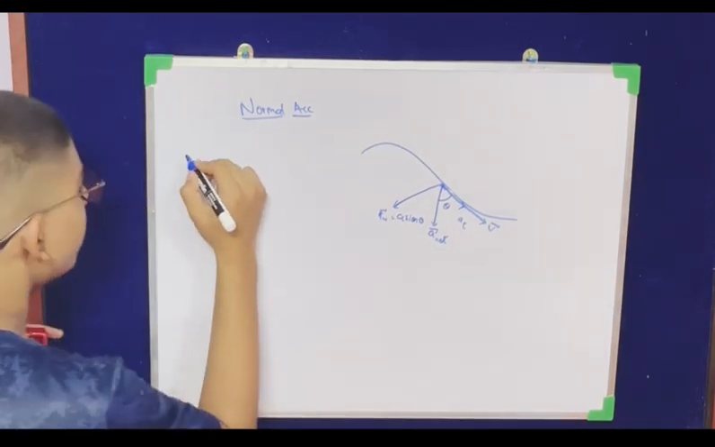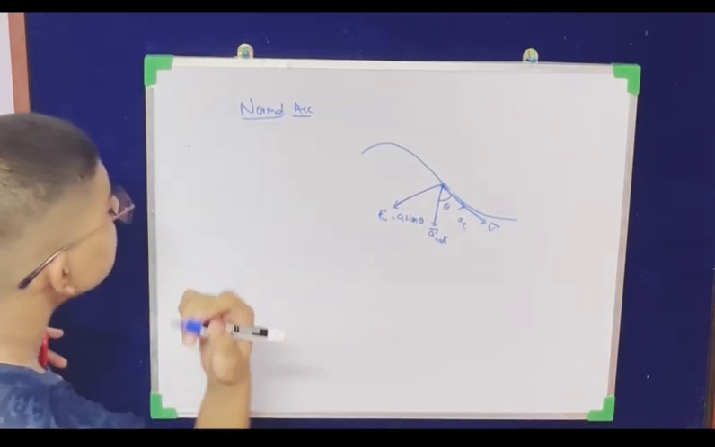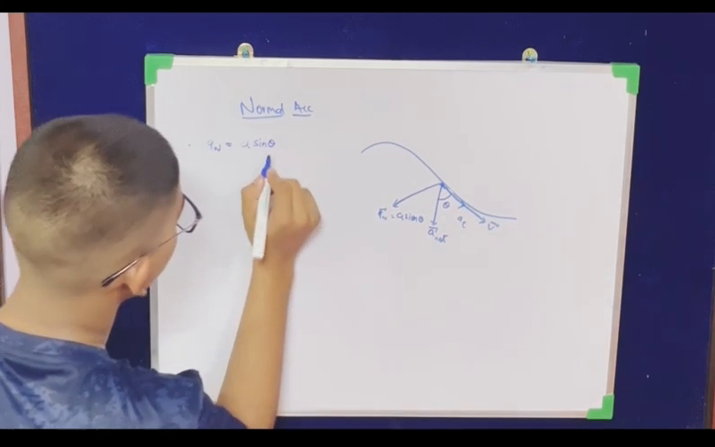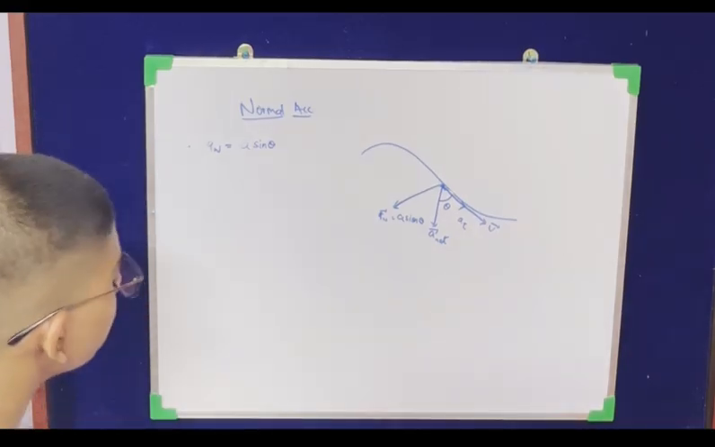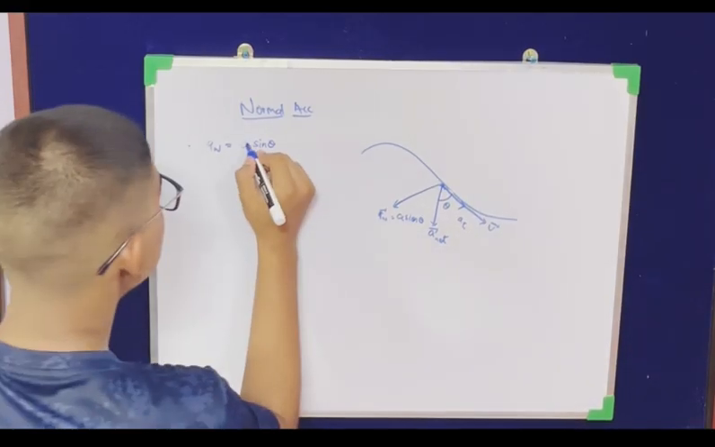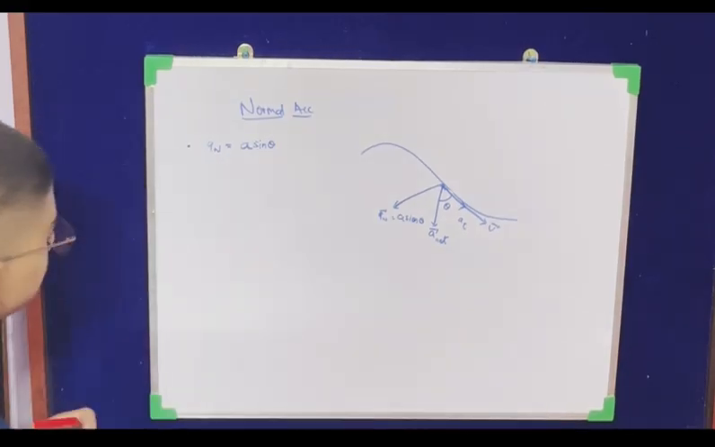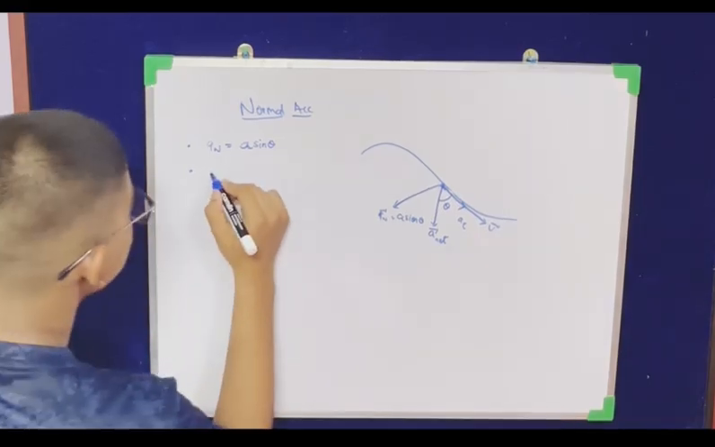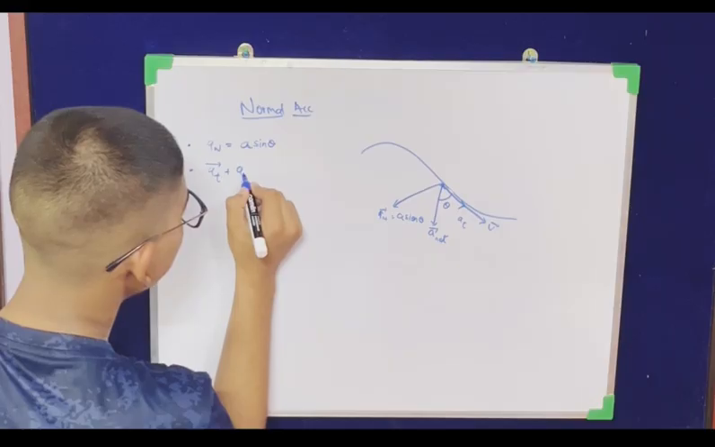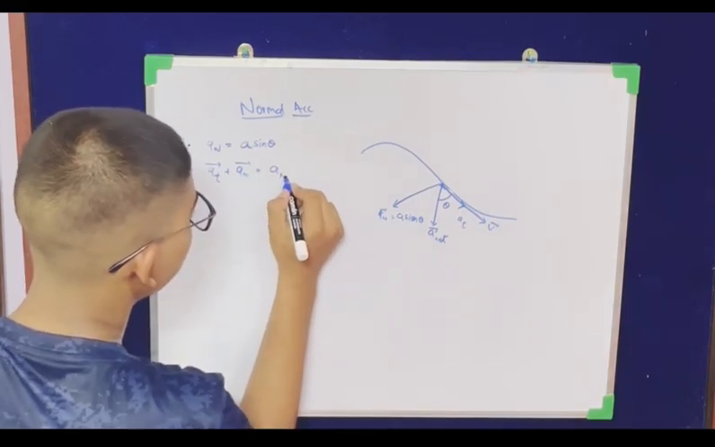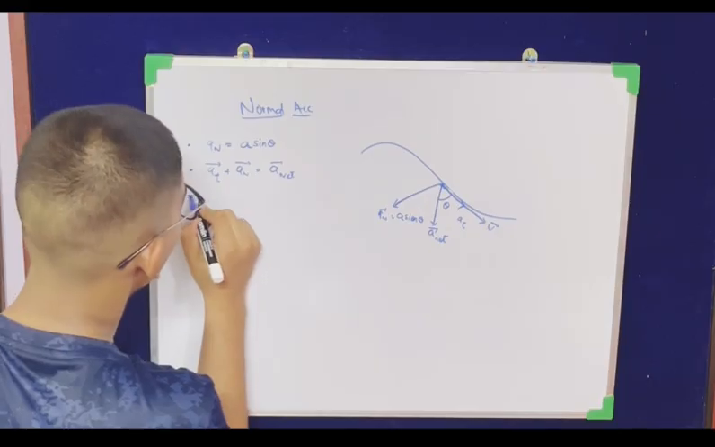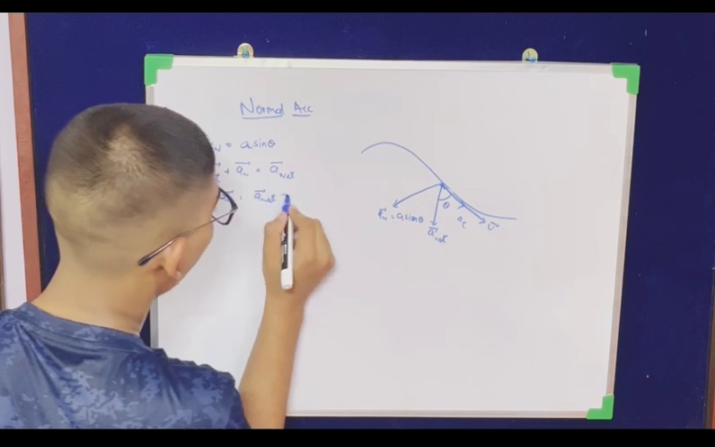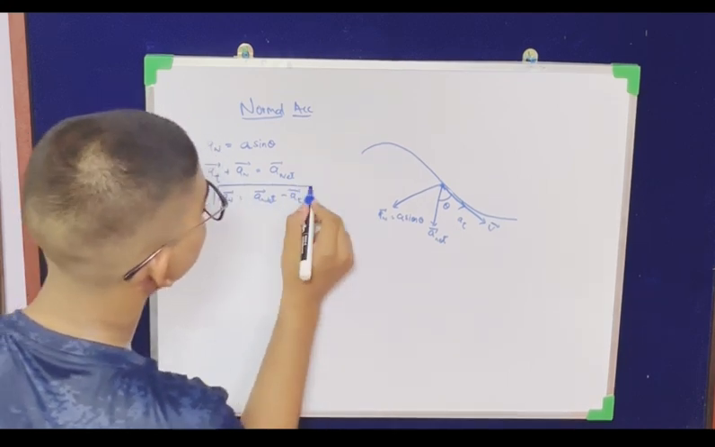So first, let us say what that normal acceleration value is. It is equal to a sine theta. Now if we want to write it vector-wise, we can say that a_t vector plus a_n vector is equal to a net. So from here we can say that a_n is basically a net minus a_t. Okay, this is important.